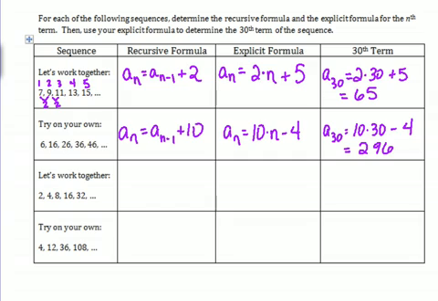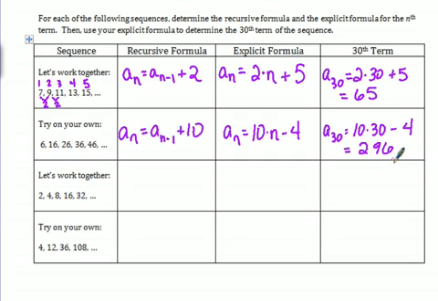So if you were successful, for your recursive formula, we should have had that each term is equal to the previous term plus 10. A sub n minus 1, or the previous term plus 10, because we're just adding 10 every time here. My explicit formula is going to be 10 times n. Since I'm adding 10 every time, it becomes like a slope, 10 times n. And then in order to get that first term of 6, we need to subtract 4. And our 30th term, if we plug into our explicit formula, we can find that the 30th term is 296.